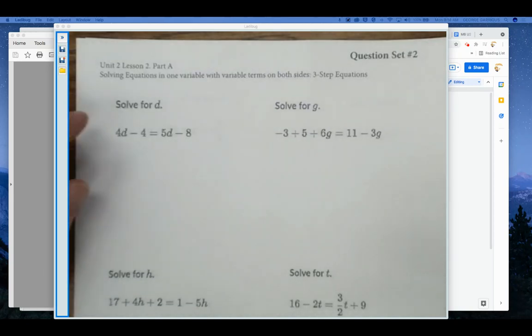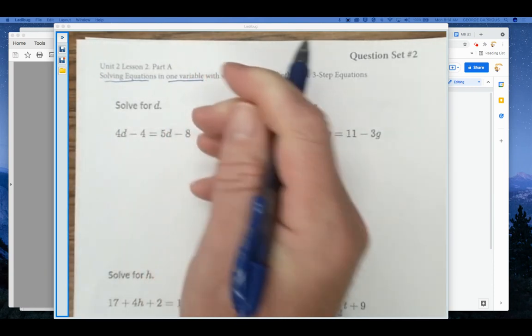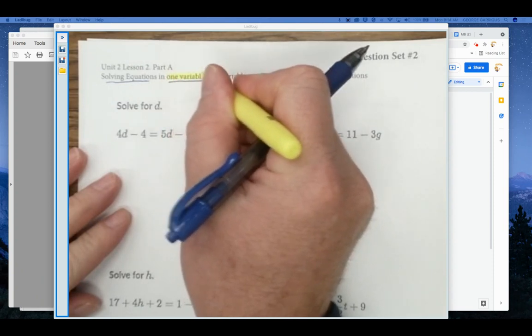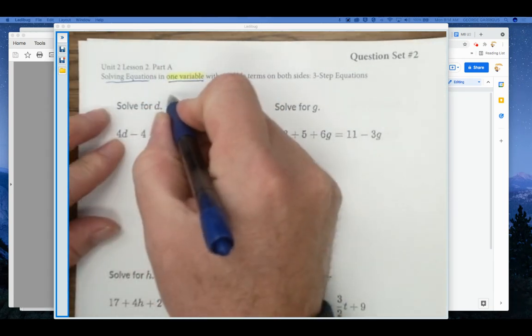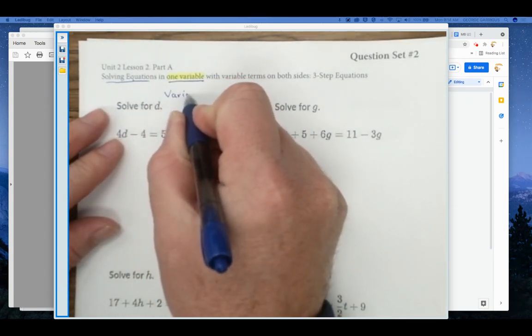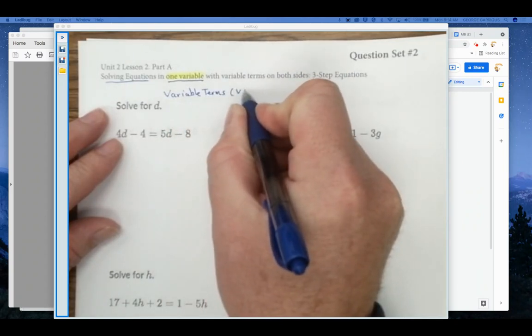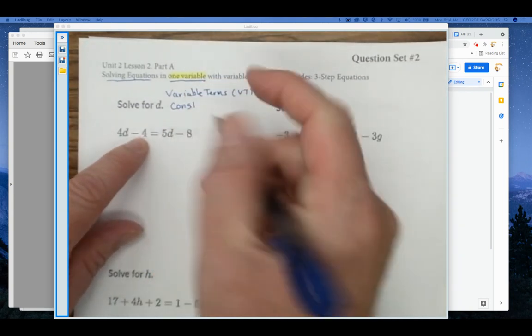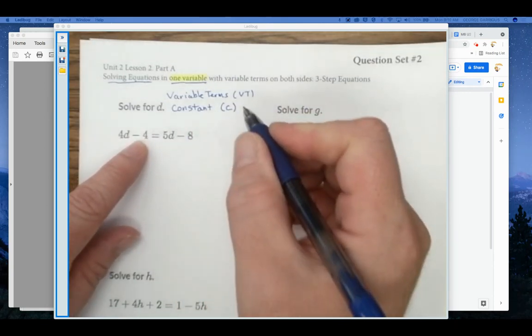Welcome everybody to more on solving equations in one variable. So we're just talking about one variable. As you can see here in these problems, we have variable D on the first problem with a variable term. So we are going to be calling variable terms, we'll identify them as VT. Any constants, those -4 and -8, that's the term. Constants are going to be with a letter C.